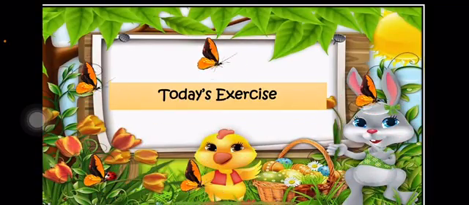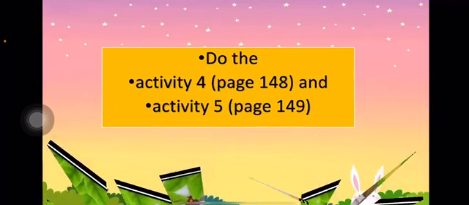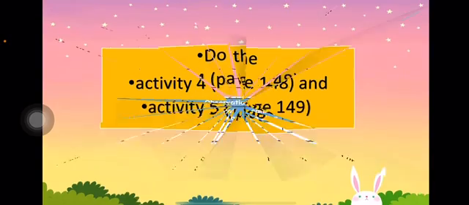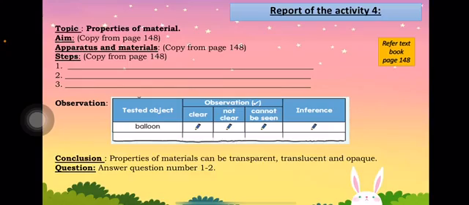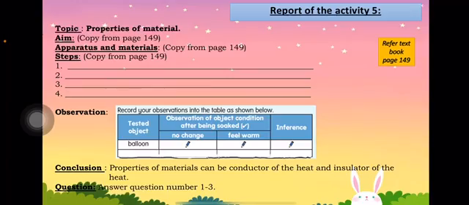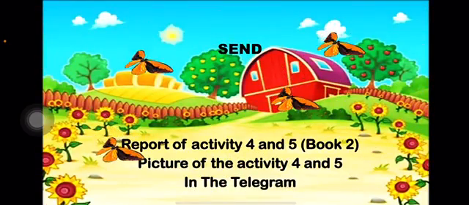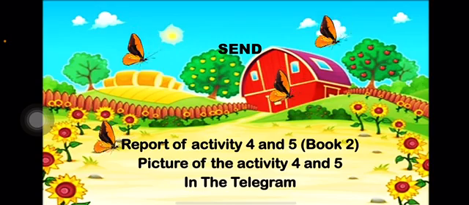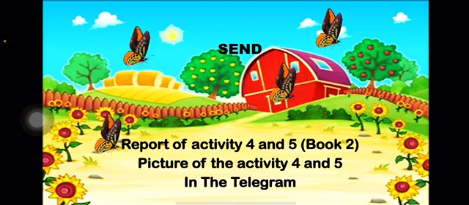Let's see your exercise for today. Today you have to do Activity 4 on page 148 in your textbook and Activity 5 on page 149. After doing the activities, please do the report for Activity 4 and Activity 5. After you finish, please write the report in your exercise book 2, and please also send pictures of Activities 4 and 5 in the Telegram group.